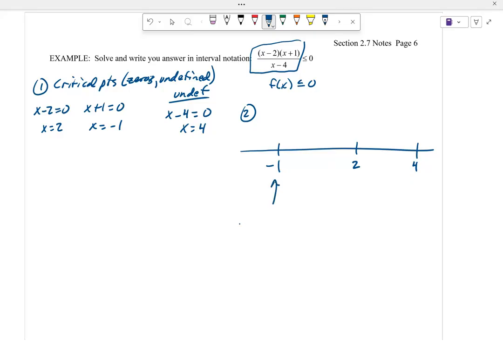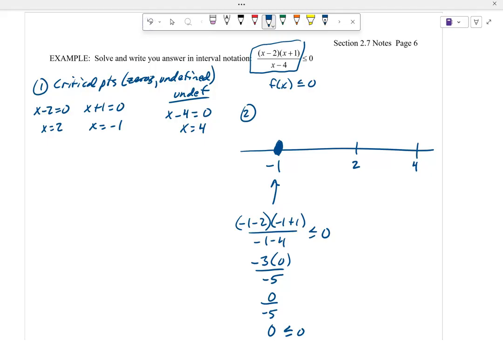If I throw negative 1 in and I test it, is 0 less than or equal to 0? You say, yeah, it is, right? So for the zeros, the 2 and the negative 1 from the numerator, we could do the same thing with the 2. The 2 would make it 0 less than or equal to 0. I'm going to include them because it's an or equal to.